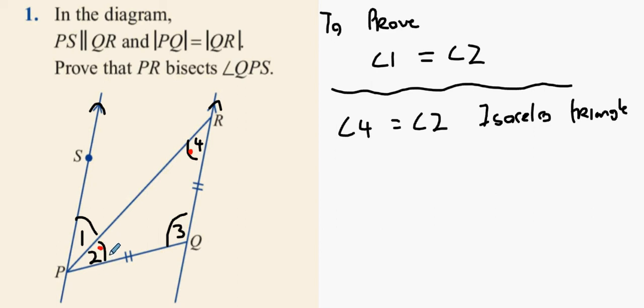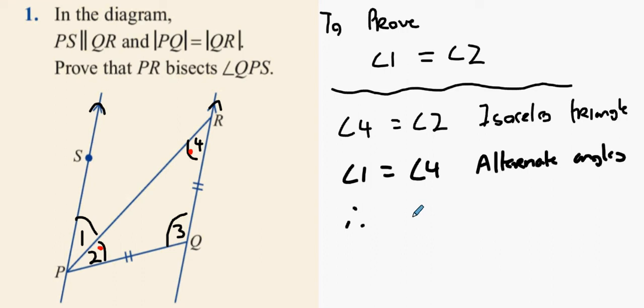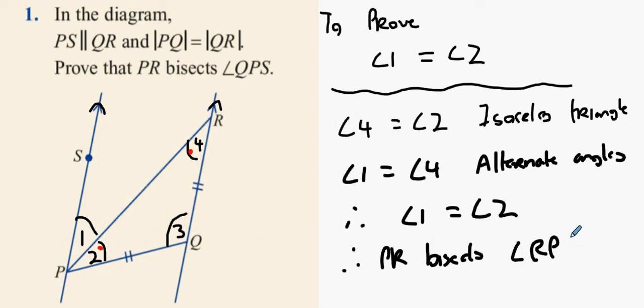Okie dokie. Now we're going to go for alternate angles. If you can't see it, you're looking for a Z or an N, and here's a Z, and that means angle 4 equals angle 1 because they're alternate to each other. So angle 1 equals angle 4, alternate angles. Therefore, angle 1 must equal angle 2. Therefore, PR bisects angle QPS.